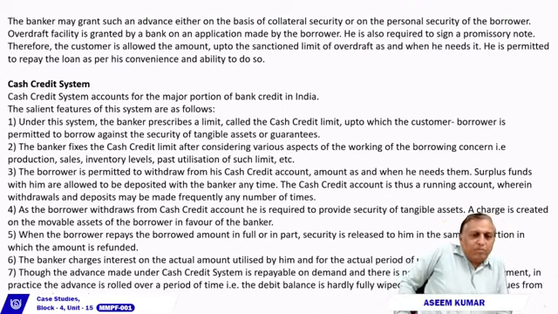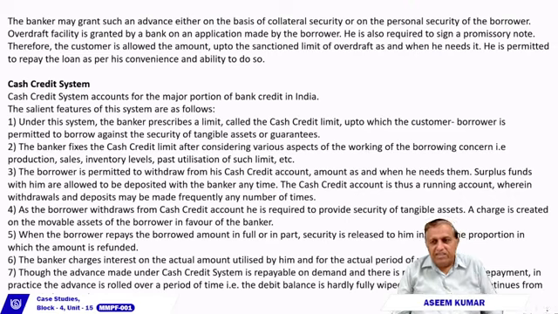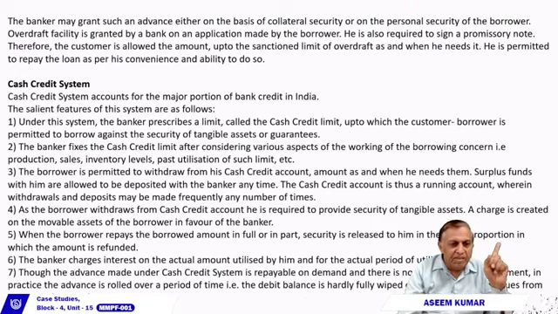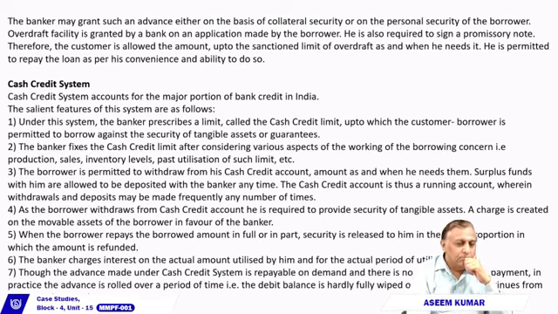As the borrower withdraws from the cash credit account, he is required to provide security of tangible assets. A charge is created on the movable asset of the borrower in favor of the banker. When the borrower repays the borrowed amount in full, security is released to him in the same proportion in which the amount is refunded. So basically, though the title has not been transferred, it has been kept with the bank. The banker charges interest on the capital employed, utilized by him for the actual period of utilization.